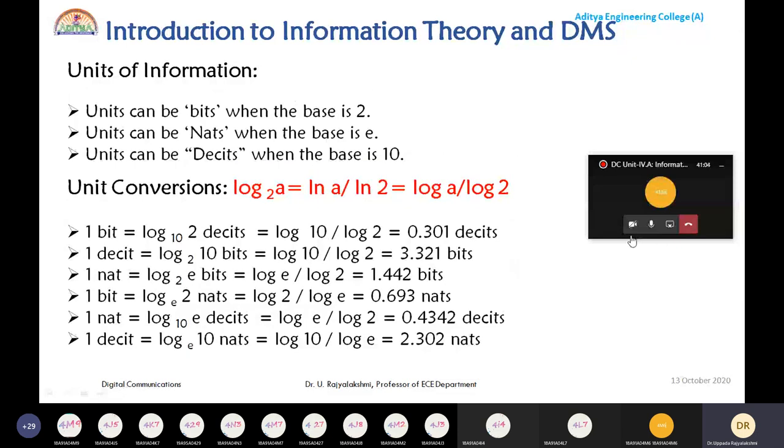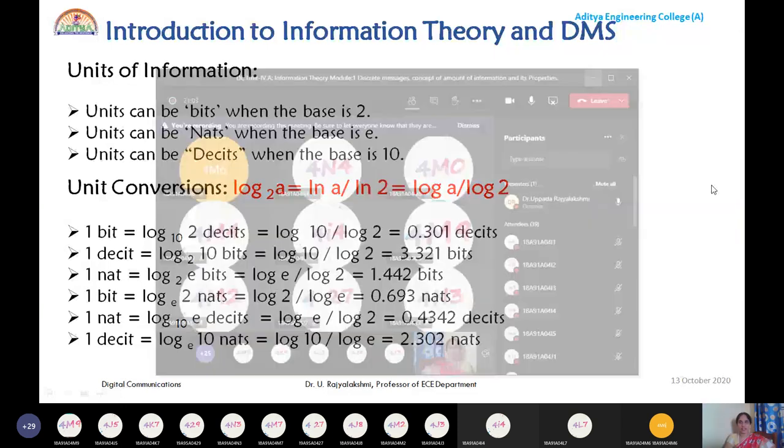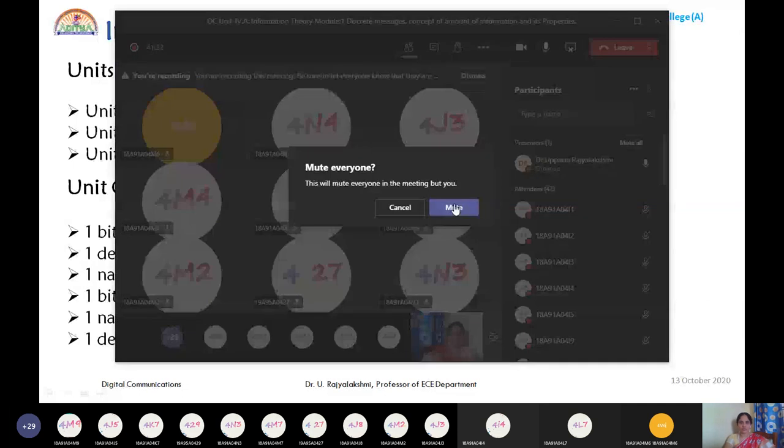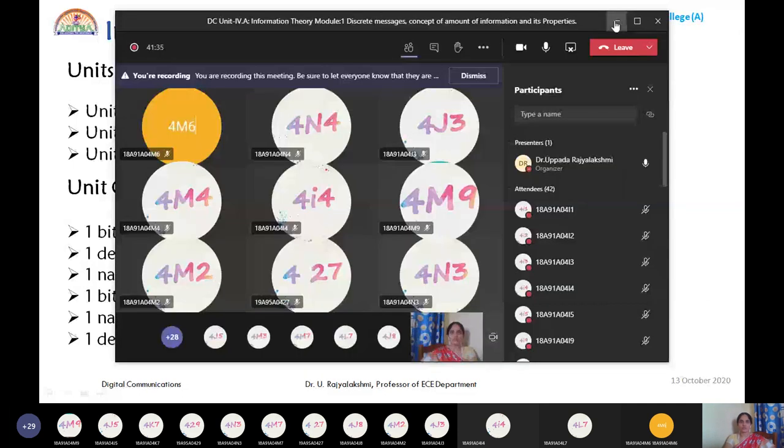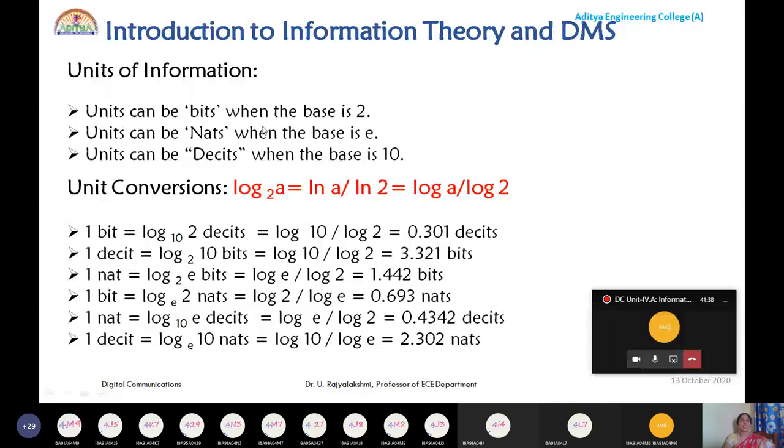Please observe this from this slide. What are the units of information? Please observe the first point. The units can be bits when the base is 2. If the base is e, the units are NATS, N-A-T-S. And units can be decits when the base is 10.